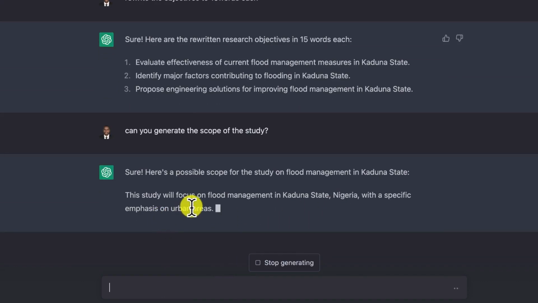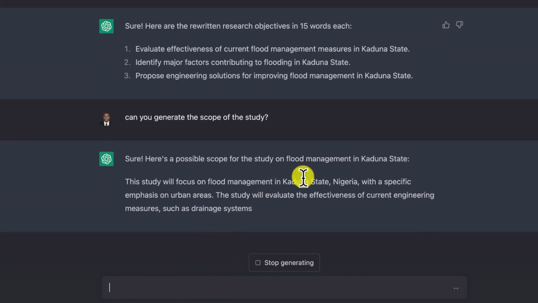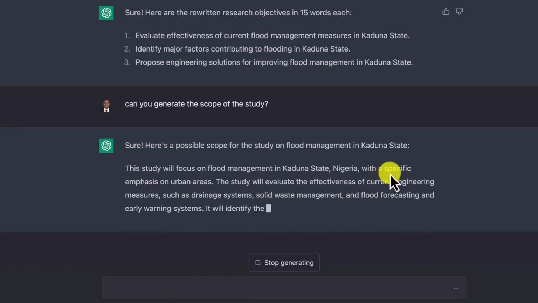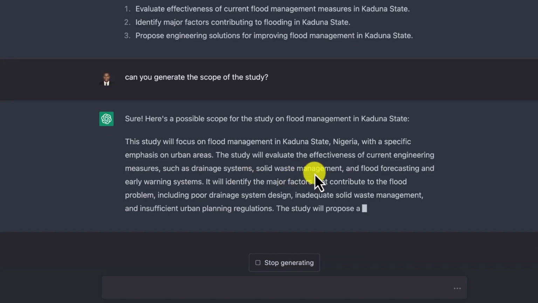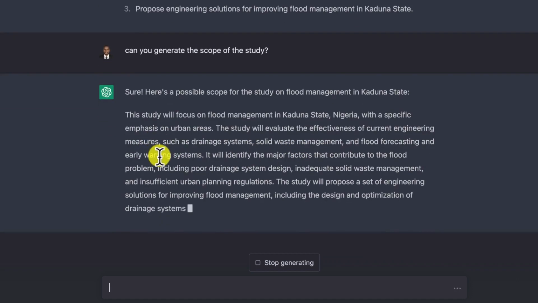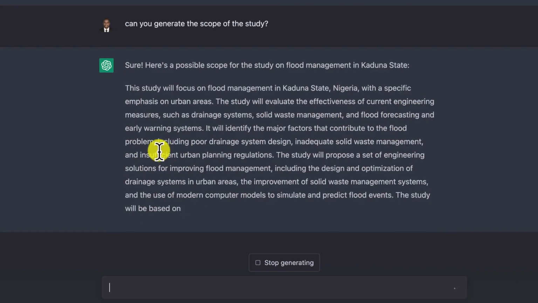The study will focus on flood management in Kaduna State, Nigeria, with a specific emphasis on urban areas. Okay, the study will evaluate the effectiveness of the current engineering measures such as drainage systems, solid waste management, and flood forecasting and early warning systems.